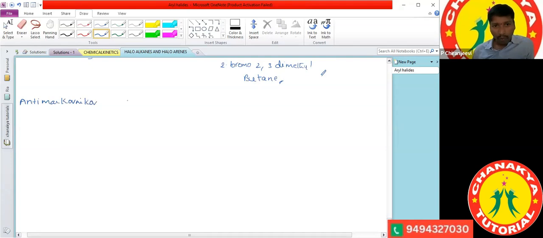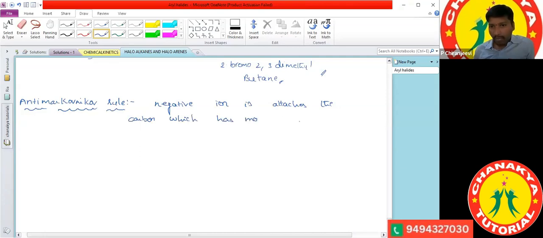Anti-Markovnikov rule. Okay, so the anti-Markovnikov rule. Sir, what is the anti-Markovnikov rule? According to the anti-Markovnikov rule, the negative ion attaches to the carbon which has more number of hydrogens.